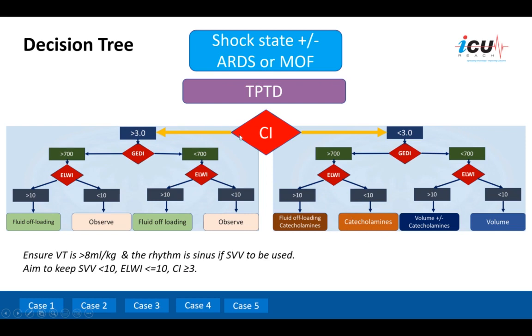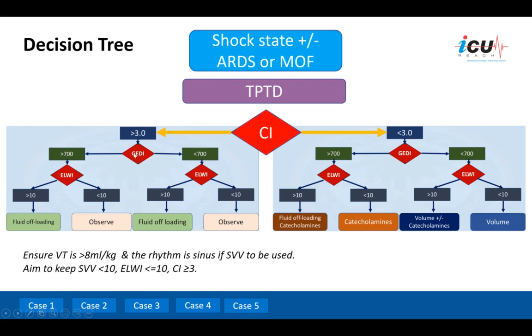So let's go to the left side. What if the cardiac index is more than 3? Well, again, let's look at the preload. Global end diastolic index. Is it less than 700? So if it is less than 700, I may have a decrease in the preload, or at least it's not increased. Then I look at the extravascular lung water index. If that index is more than 10, at that time, I may do fluid offloading. If it is less than 10, you would observe and may or may not decide about vasopressors.